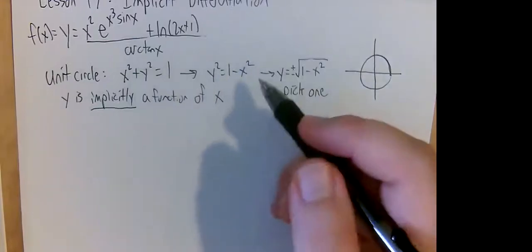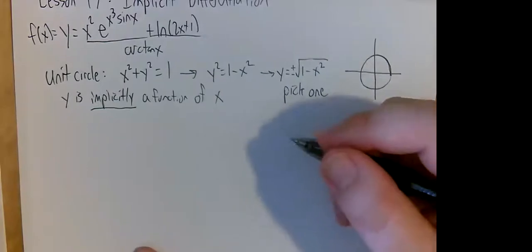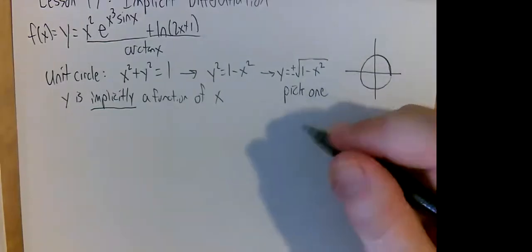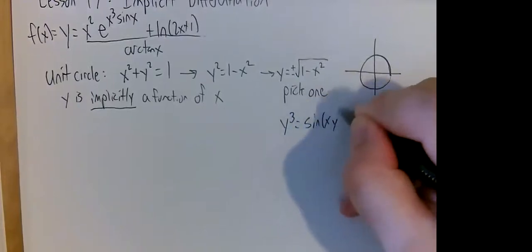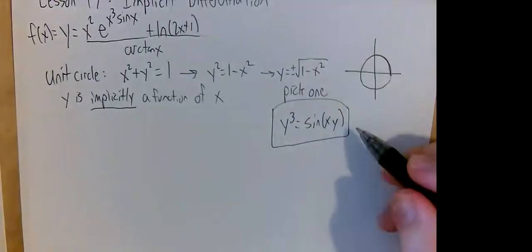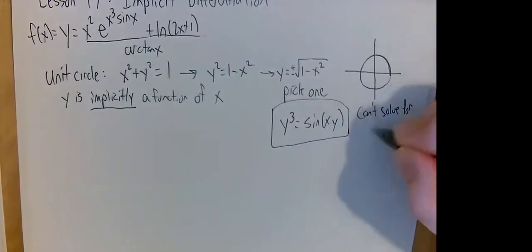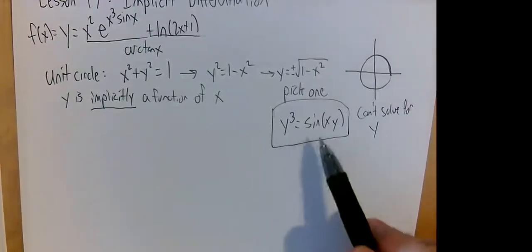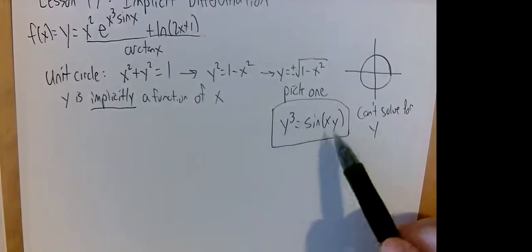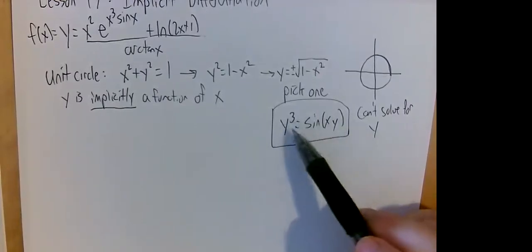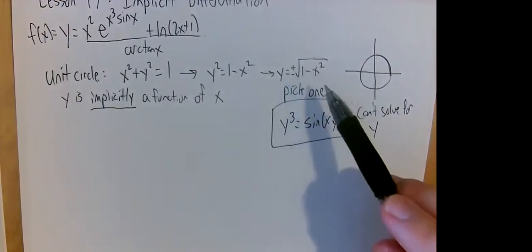Now, this is a case where we could, in theory, solve for y, although we would have a limitation here. But there are going to be instances in the future, like, for example, let's say y cubed is sine of xy. In this case, we can't solve for y at all. There's no way to just isolate y equals something and then only have x's on the other side. There's no way to do it for this. So y is implicitly a function of x, and you can't even write it in an explicit way.